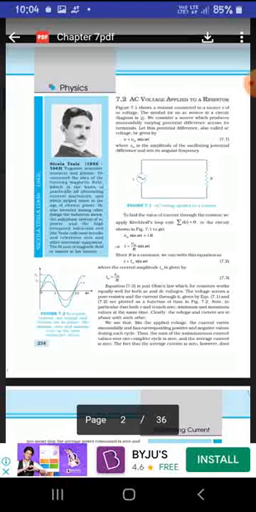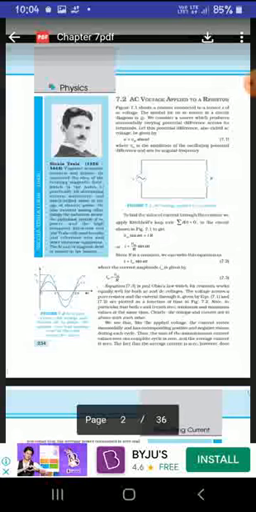AC voltage can be written as V is equal to Vm sin ωt, where Vm is the amplitude of the oscillating potential difference, and ω is the angular frequency. Then we can put Vm sin ωt is equal to IR. So I is equal to Vm by R sin ωt. Therefore Im is equal to Vm by R is the formula we get.